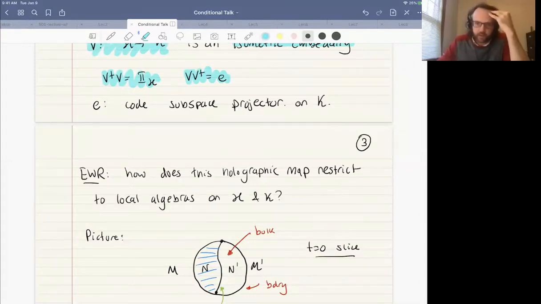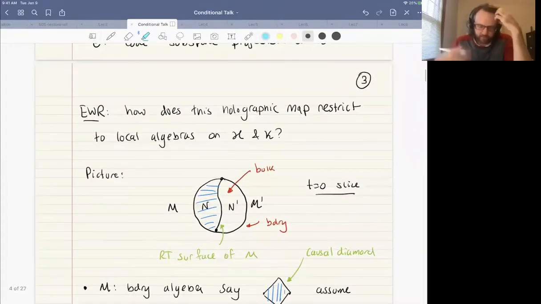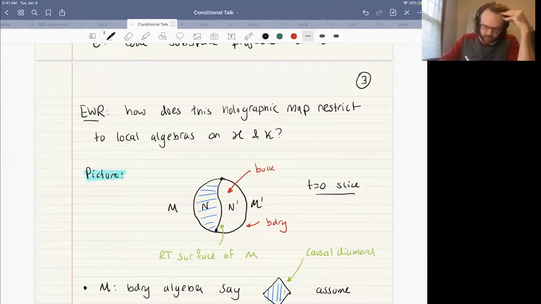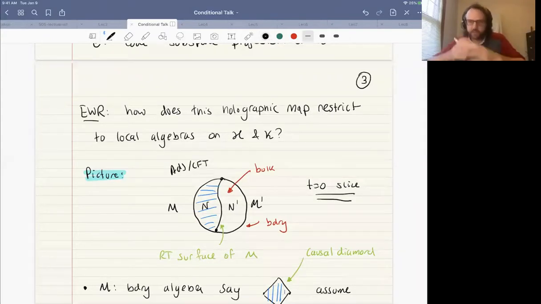So the picture you should have in mind is the following. This is a picture of AdS/CFT, really. This is really just a time slice, some t equals 0 slice. We have some boundary regions, which will have algebras associated to them. So I won't refer to the boundary region, I'll just refer to the algebra. So M is some region on the left here, over here. Different color.